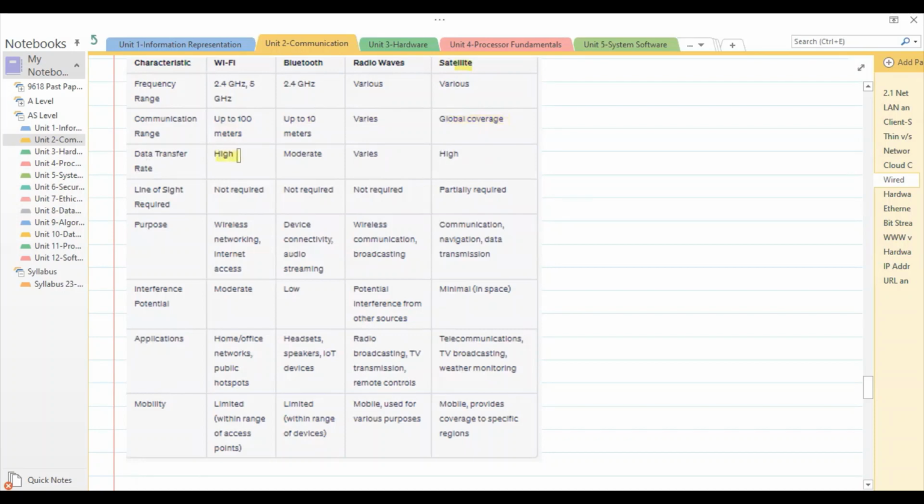Data transfer rates are high for Wi-Fi, moderate for Bluetooth. It varies for radio waves, and it's high for satellites. Line of sight required: not required in Wi-Fi, not required in Bluetooth, not required in radio waves, partially required in satellite, and in infrared it is required, which I have not mentioned as it's not part of your syllabus. Purpose is wireless networking and internet access for Wi-Fi, device connectivity and audio streaming for Bluetooth, wireless communication and broadcasting for radio waves, and communication, navigation, GPS, etc., and data transmission for satellite. Interference potential is moderate for Wi-Fi, low for Bluetooth.